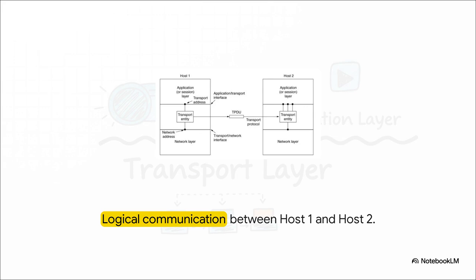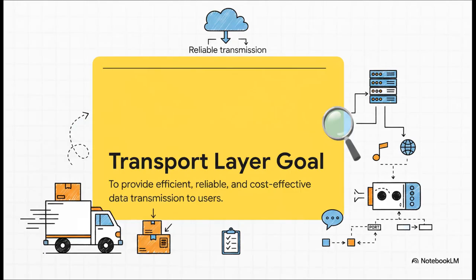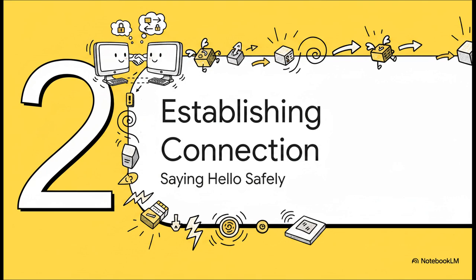Even though the data is physically bouncing through routers and cables way down in the lower network layers, these applications act as if they have a direct, dedicated pipe between them. They just pass units of data called TPDUs, or Transport Protocol Data Units, back and forth. The absolute crucial takeaway here is the ultimate goal of this layer: providing efficient, reliable, and cost-effective data transmission. Think of a high-end courier service. They don't just throw your package on a truck and hope for the best, right? The transport layer tracks, manages, and guarantees that your data arrives exactly as intended. It uses specific addresses called ports to make sure the data goes to the exact right app, not just the right machine.